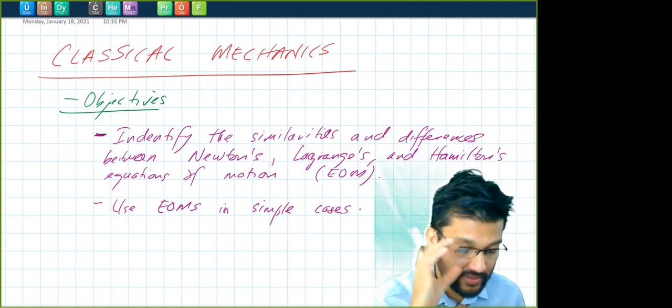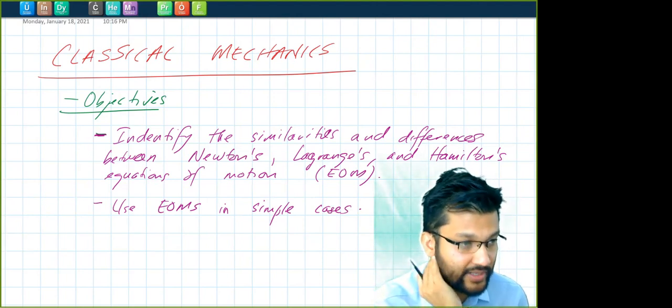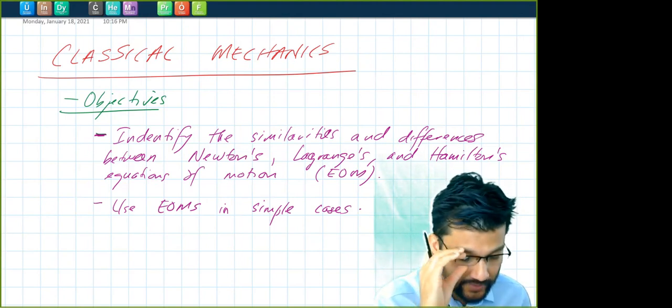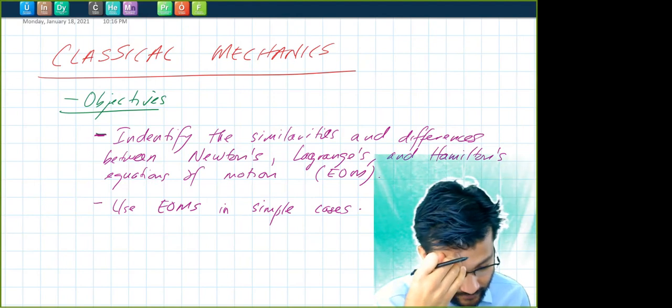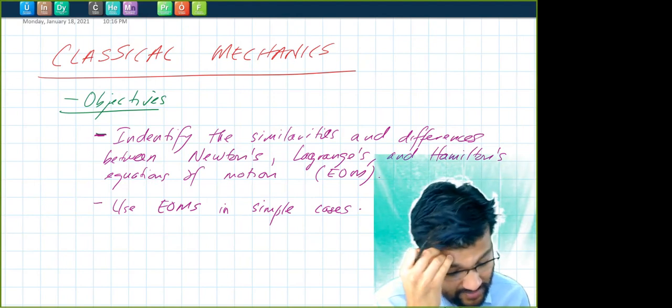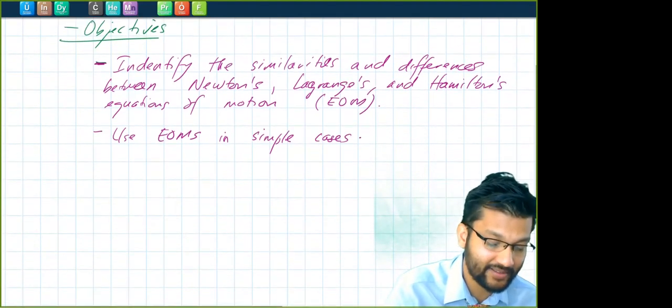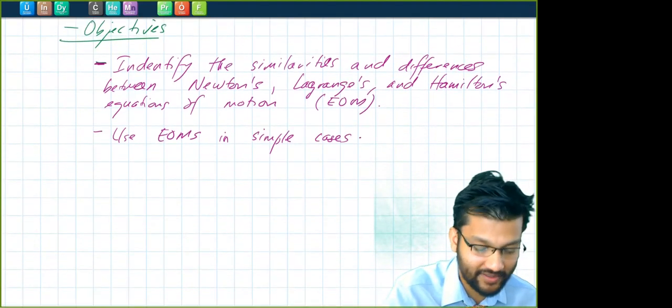So that's all we're going to do. Just learn about the 3 different types of equations of motions and use them in some simple cases. Nothing complex. Although, like I said, this lecture might be an entire class on classical mechanics at a 100 level or something.